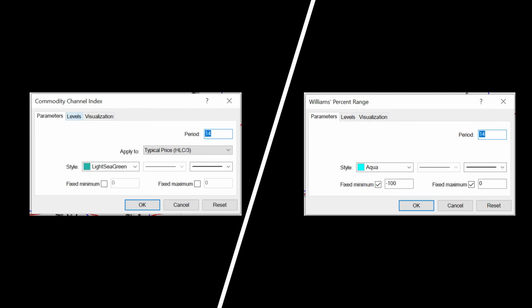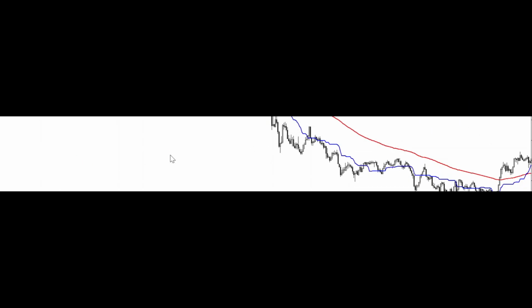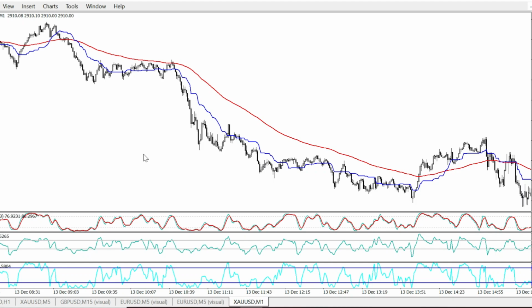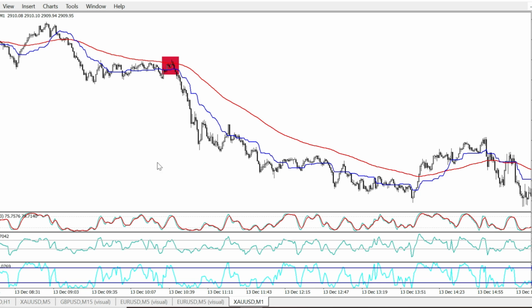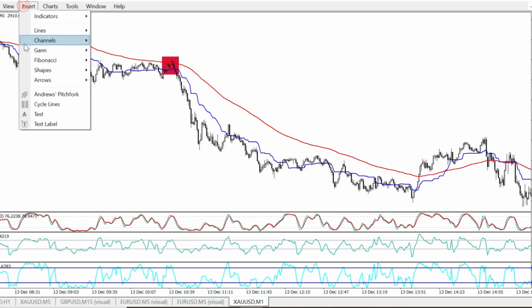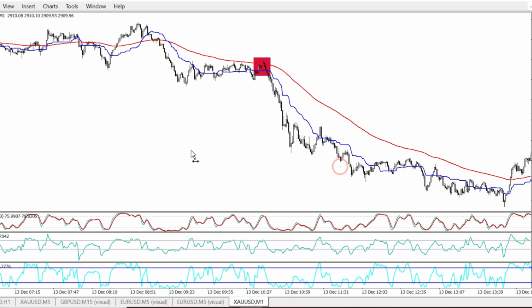The last 2 indicators, the Commodity Channel Index, or CCI for short, and the William Percentage Range are 2 oscillators just like the stochastic. With the default settings, add them to the bottom of the chart, with the stochastic on top of each other as you can see. It doesn't matter the order. One of the beauties of this strategy is the fact that the time frame does not matter. But for demonstration purposes, I'll use the 1-minute time frame.